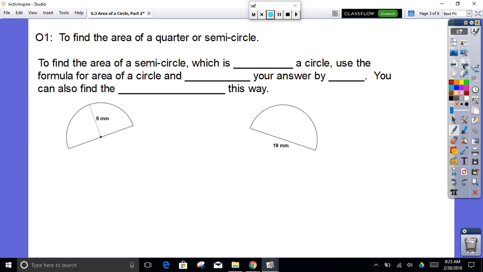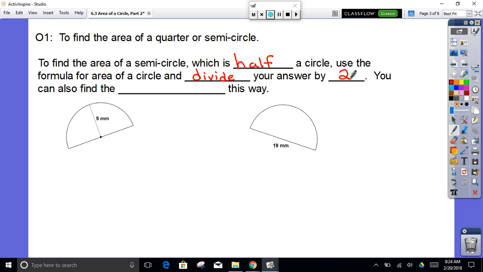All right, objective 1, to find the area of a semicircle, which is half a circle, you're going to use the formula for the area of a circle, and what do you think you're going to do with it? Irene? Divide by 2. So you're going to just divide your answer by 2. So you're finding the area of the whole circle and cutting it in half.